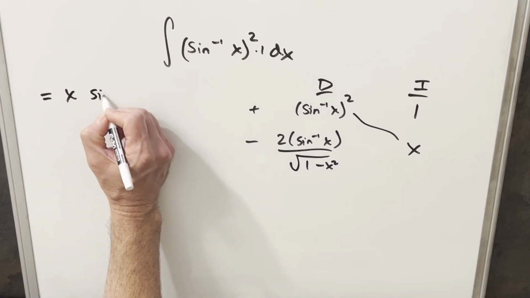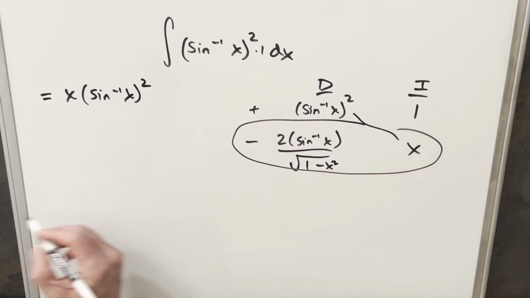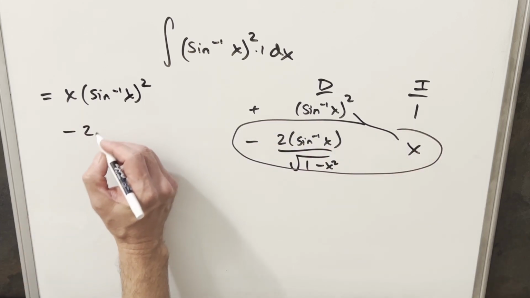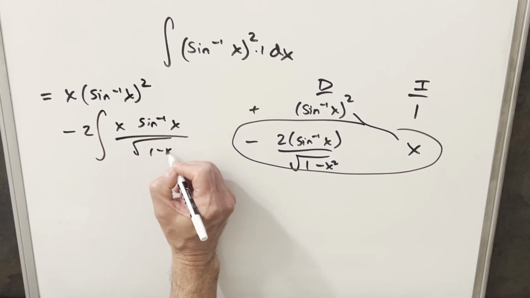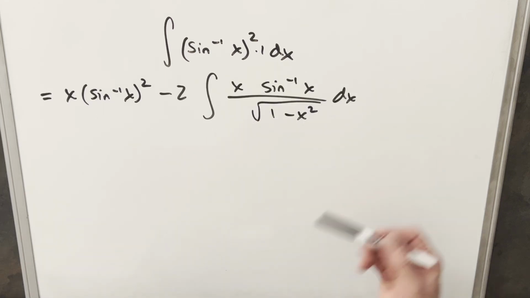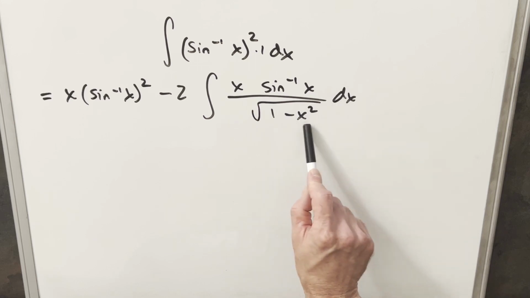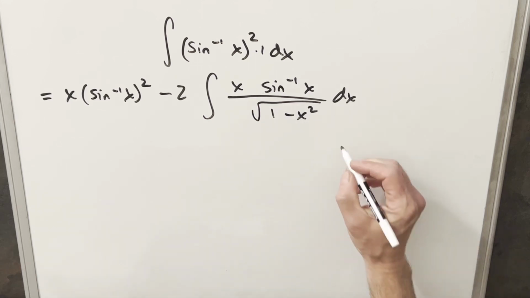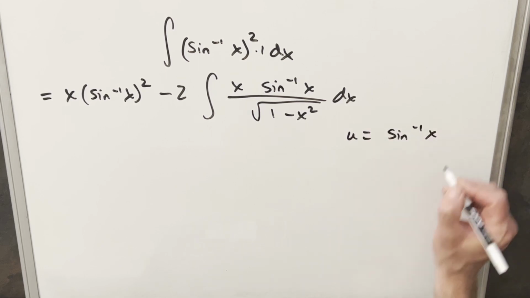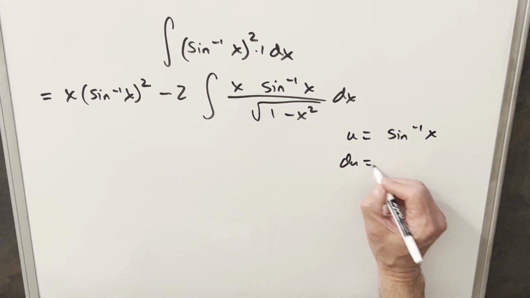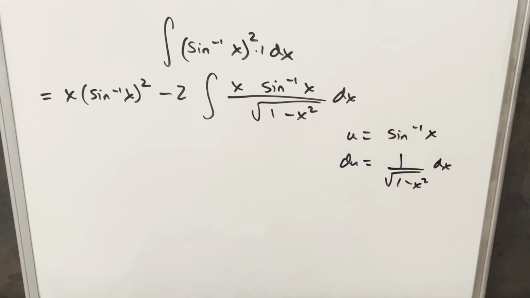So we'll have x arcsin x squared, and then this whole piece here is going to be an integral. I'll bring the minus 2 out front, and we'll have the integral of x arcsin x over the square root of 1 minus x squared dx. From here, this actually doesn't look too bad, noticing that the derivative of arcsin that we found before is just 1 over square root of 1 minus x squared. So this looks like it's in good shape for a u substitution. For my u, I'm going to call u equal to arcsin of x, and I'll take the derivative, which is going to be 1 over square root of 1 minus x squared dx. Notice we have that right there.